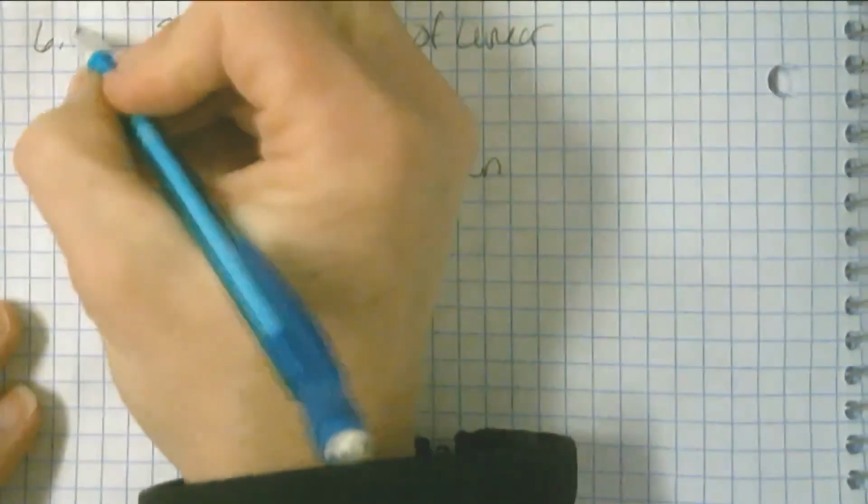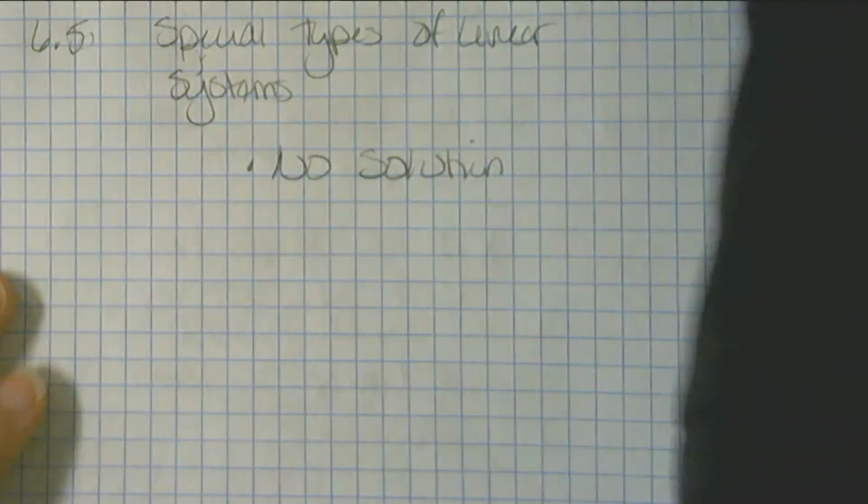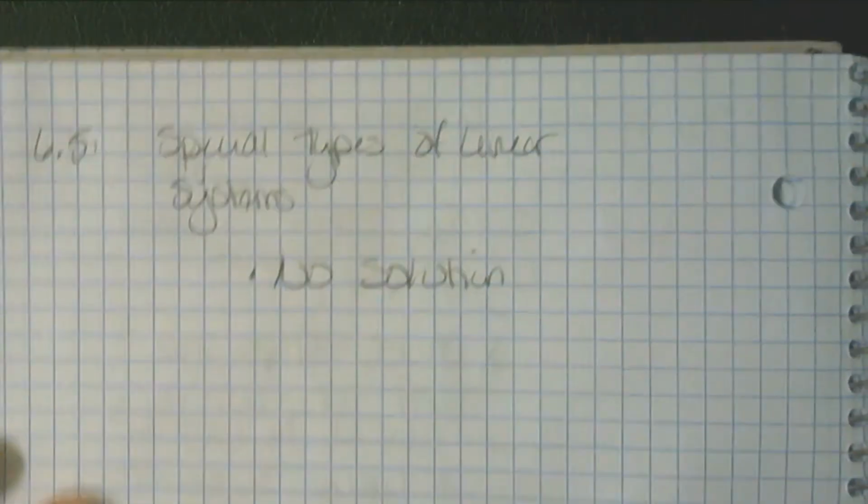Oh, 6.5 was special types. Thank you. I would have figured that out when I looked back at my book. 6.5 was special types. No solution.